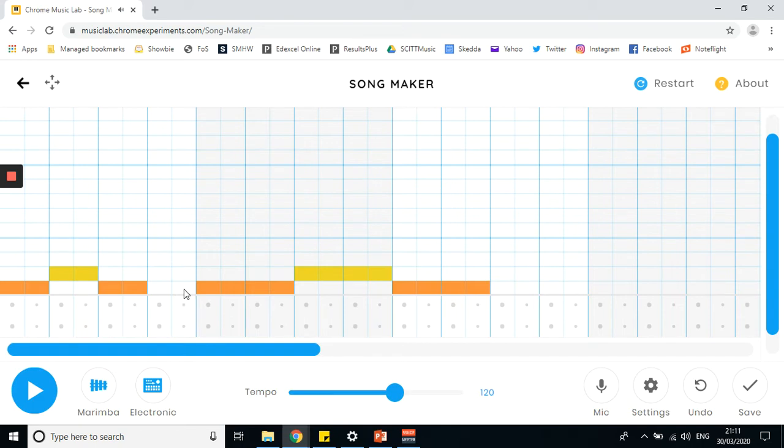And that includes the rest at the end, so we have 4 beats rest. Now, we can then do the original motif again, if that's what we wish to do.